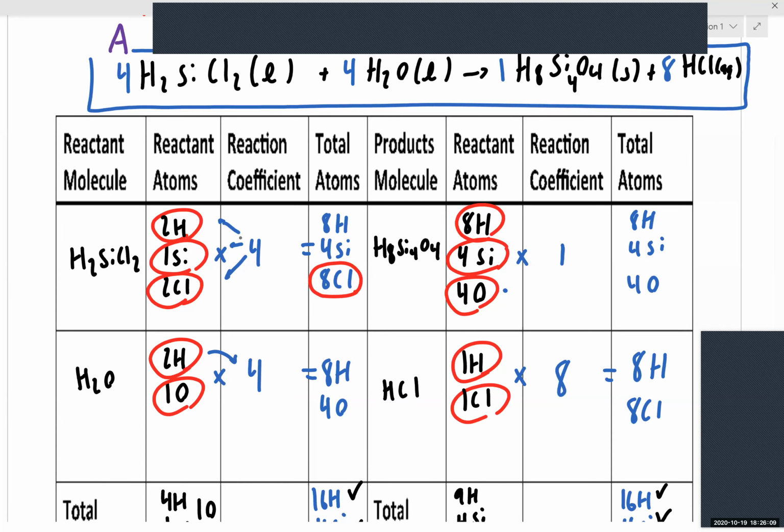So what would be helpful? The reason why we started by balancing silicon, do you notice how just at a first glance that silicon is found in molecules that have many different elements? They're really complicated molecules, right? So we want to balance the atoms found in complicated molecules first, if possible, because any change in the coefficient changes our atom counts for many different elements. So you start with the most complicated molecules, and then you move to the least complicated. And that way, you can minimize the amount of times you have to keep adjusting your coefficients.